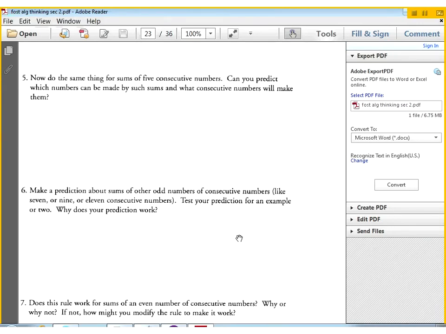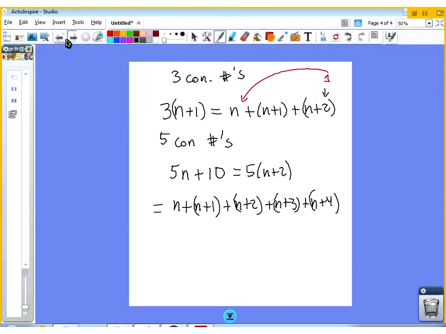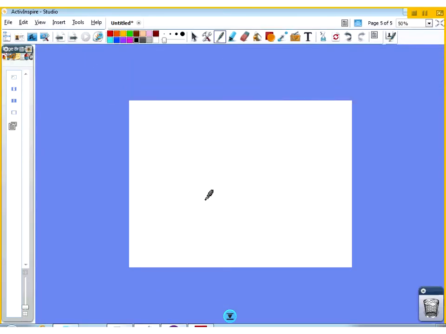What about 6? Make a prediction about the sum of other odd numbers of consecutive numbers, like 7, 9, or 11. So what about, we did a general pattern, but we didn't look at it in terms of even or odd. So what about 21 consecutive numbers? What kind of number is that going to be? What do you think?